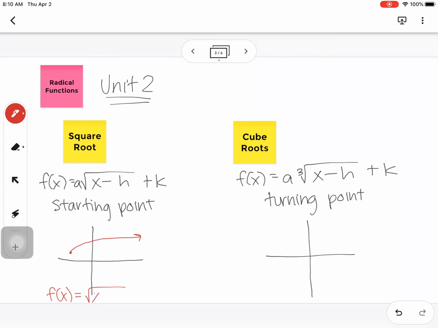This went left, say 3, so x plus 3. Remember that h value always switches. And it went up maybe 1, so that would be an equation for that graph.